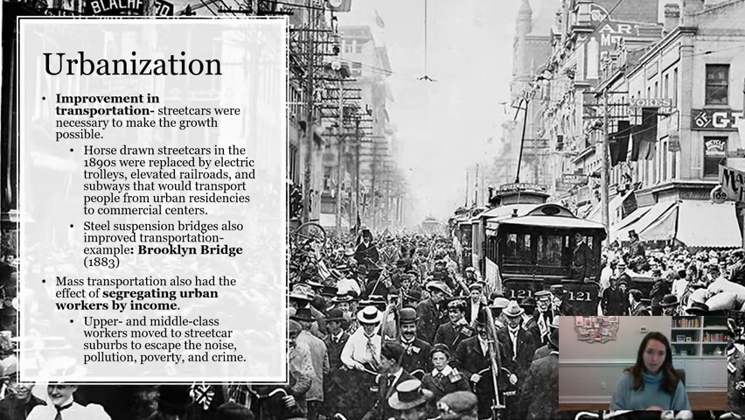The negative side of this is mass transportation is going to segregate urban workers by income, so socioeconomically. Wealthier people, the middle class, upper middle class, are going to move out of the crowded cities due to the fact that they have access to the streetcars or the subways. And so they're moving into suburbs in order to escape the noise and the pollution and the poverty, the crime. Because again, as more people move into these cities, that's just something that commonly happens, is that you have a rise in crime and poverty and unsanitary conditions. And so they're going to move out.